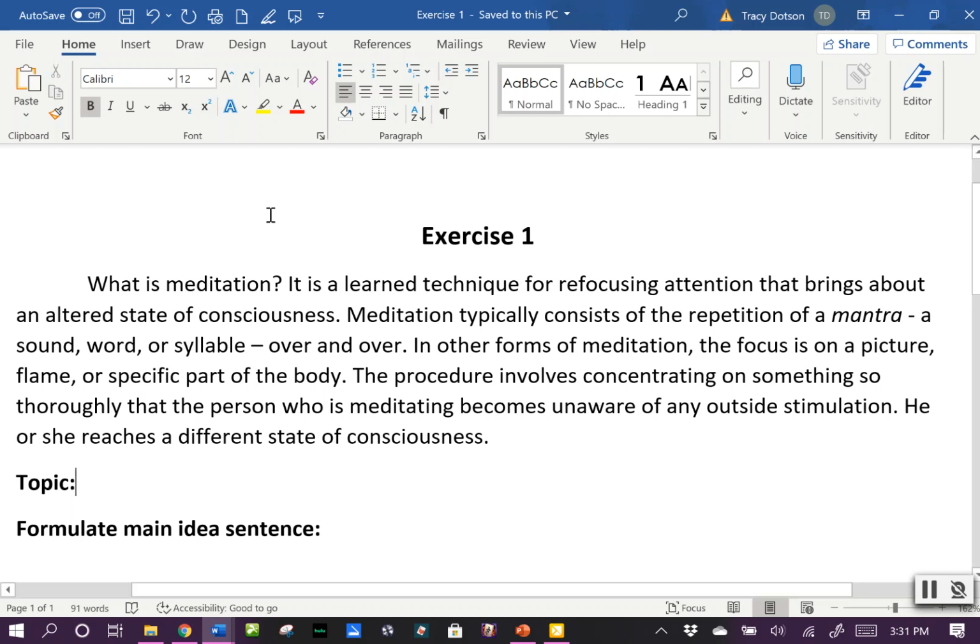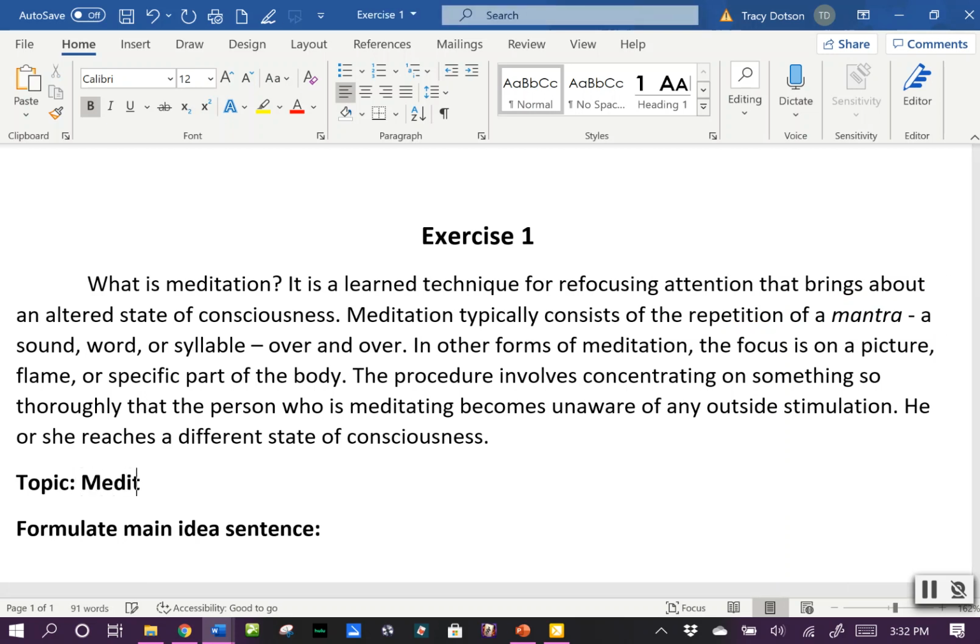Alright, so here we have a paragraph that helps explain something. And what is it helping to teach us about? Meditation. As you can see, they constantly use the word meditation over and over again. Okay, so that is going to be our topic, meditation. Okay, so the question is, what is it that our author wants us to know about meditation? So here we're going to look for a sentence that in one sentence explains the definition of what meditation is.